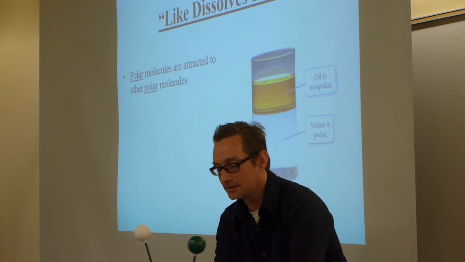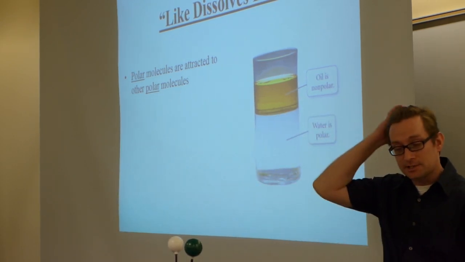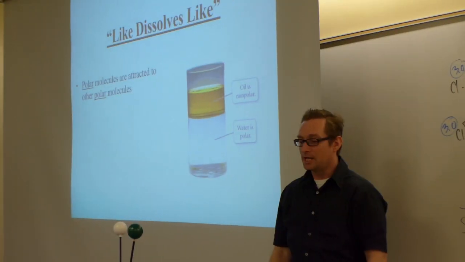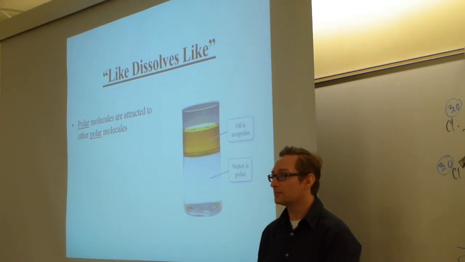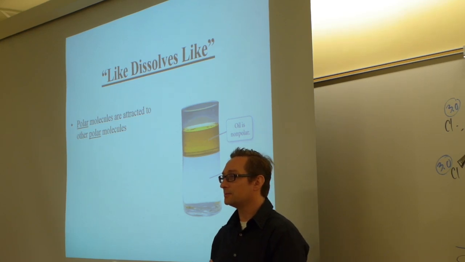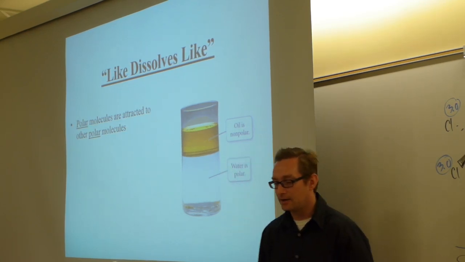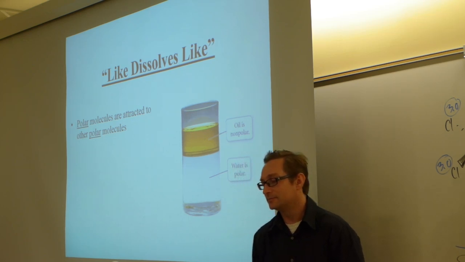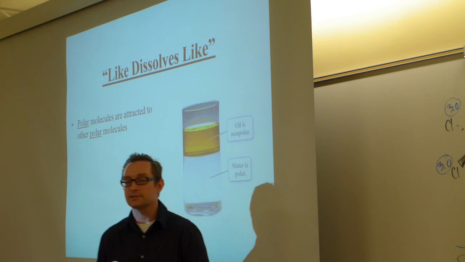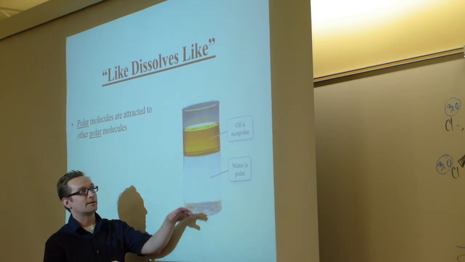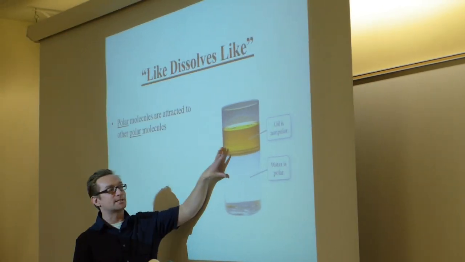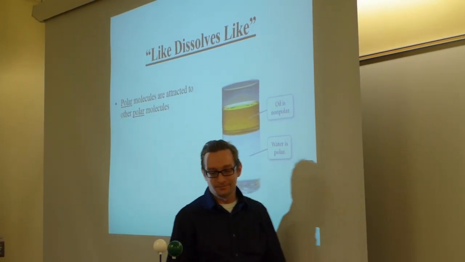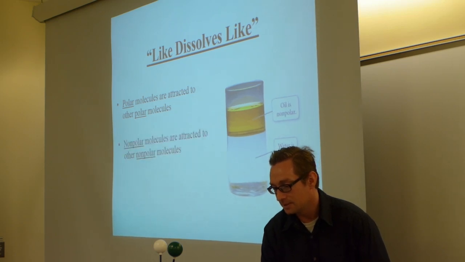Okay, real quick, I'll leave off on this note. There's a concept called like dissolves like, and I think you've heard this before in Chem 107. When polar molecules dissolve with other polar molecules, they mix. That's called miscible. And if non-polar molecules come in contact with polar ones, then they don't mix. So polars like other polars, non-polars like other non-polars. As a result, sometimes you'll see two liquids mixed together, and you'll get layers. This is due to polarity.